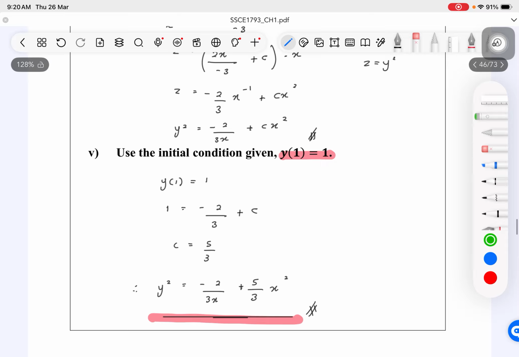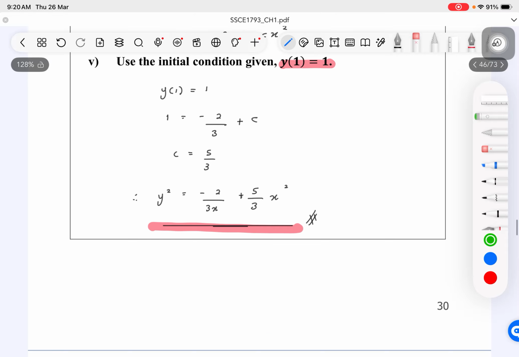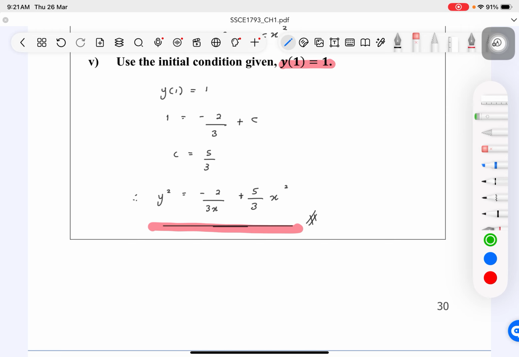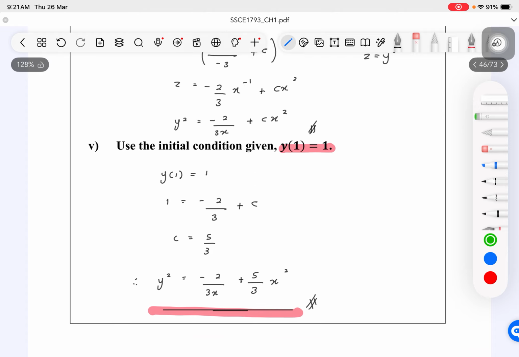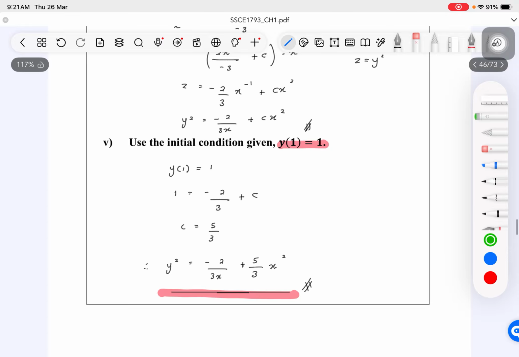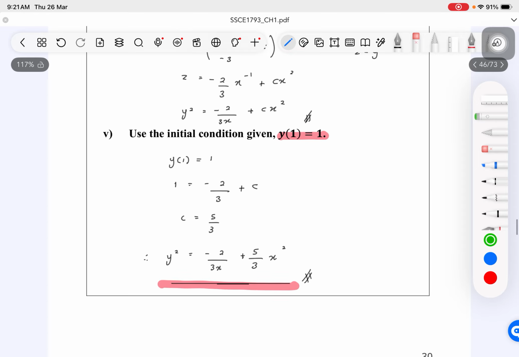Even though here we have y squared, it's okay. If you want to leave your answer as y squared equal to this, you can. Or you can bring the square over to the right-hand side, so it becomes a square root if you want y equal to this. So this is the solution for this example. Basically, there are two types of example. The first one is without using substitution, and the next one is by using substitution.